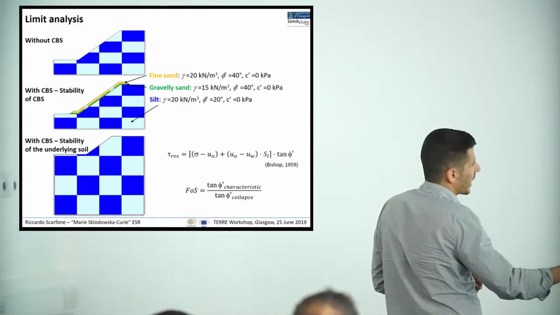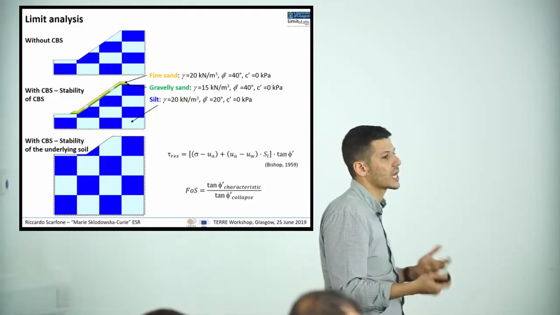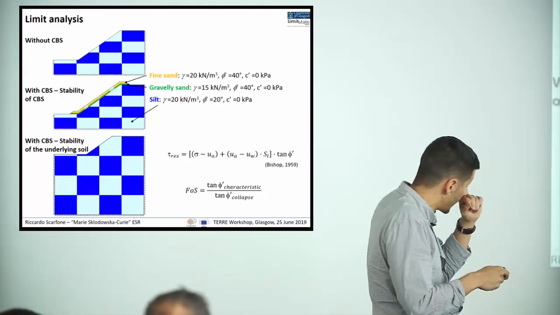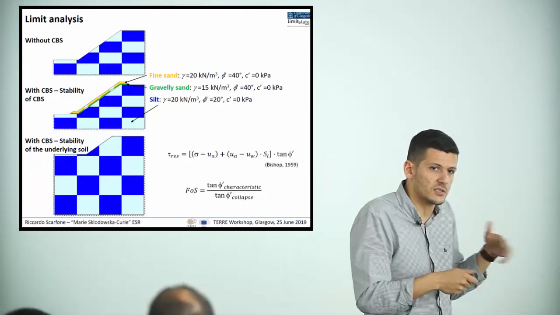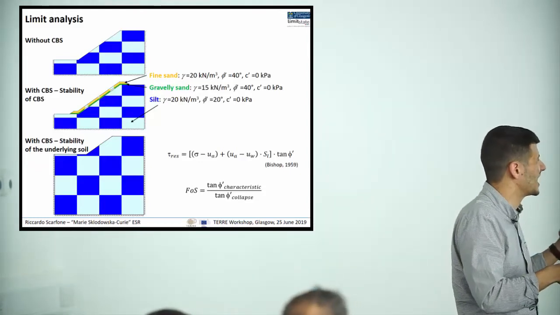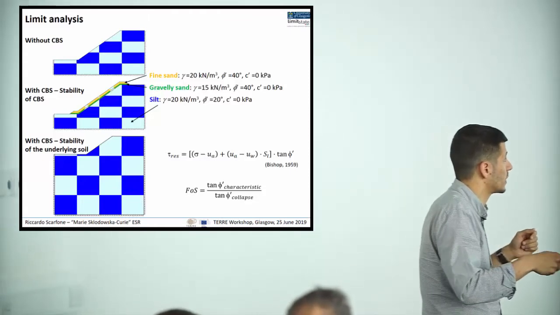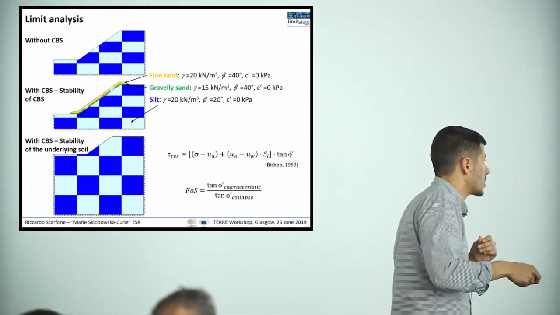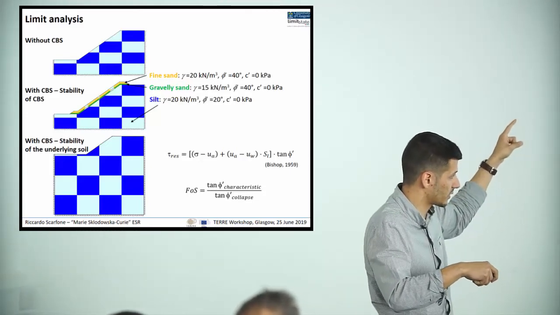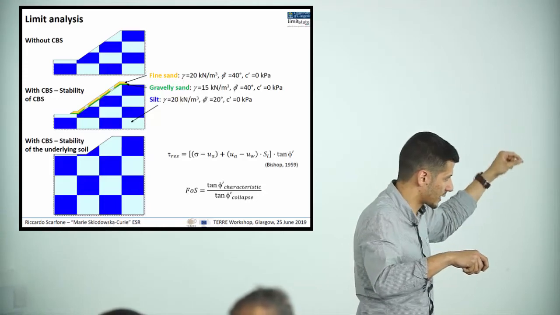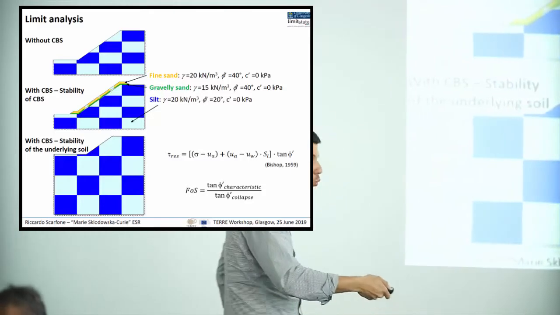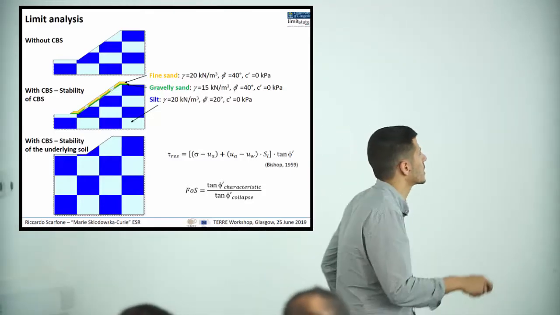Here I'm considering cohesionless soils, and fine sand and gravelly sand typically have a higher friction angle. Silt typically is a bit lower, so 40 degrees and 20 degrees for the silt. Factor of safety for these cohesionless soils we are considering as the ratio between the tangent of the characteristic friction angle, and the friction angle which would cause the collapse in the limit analysis.